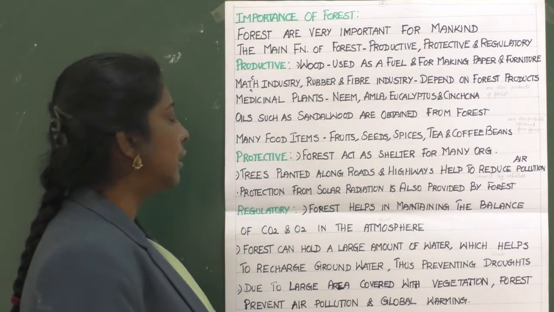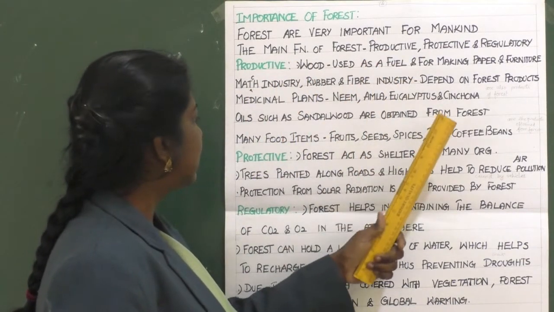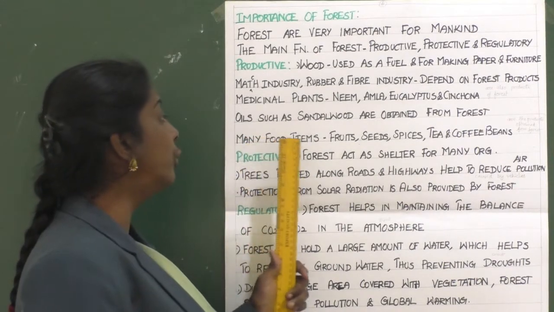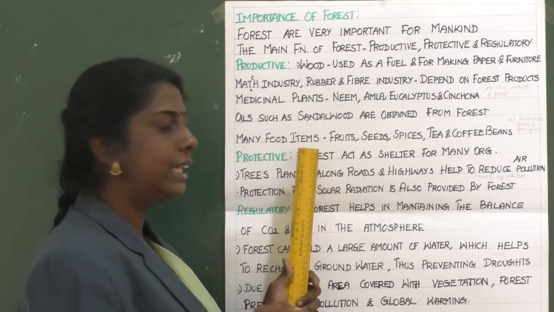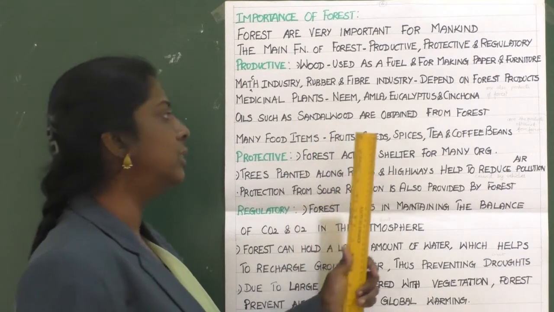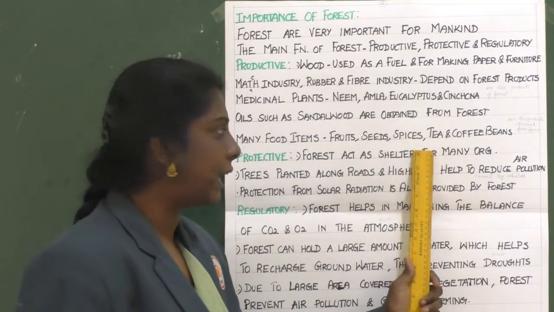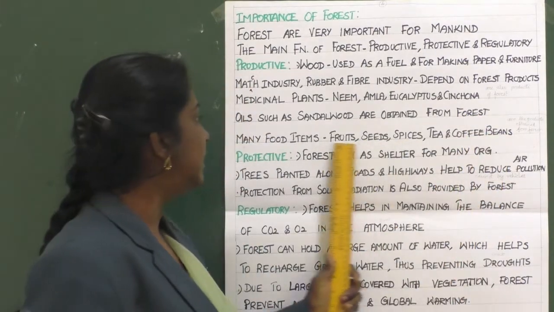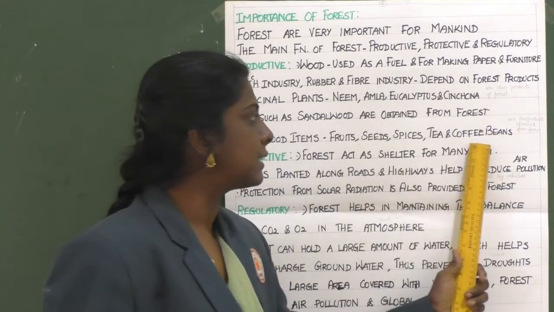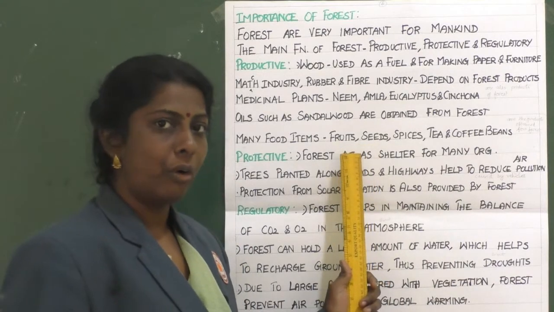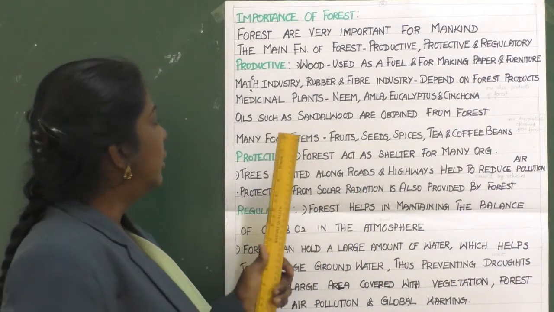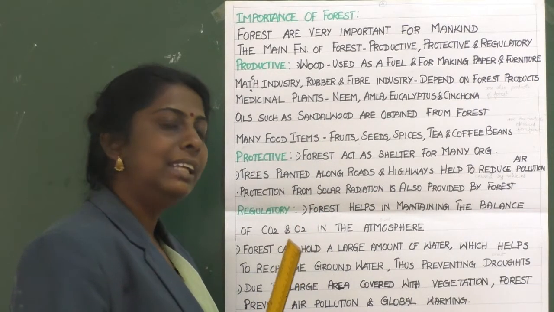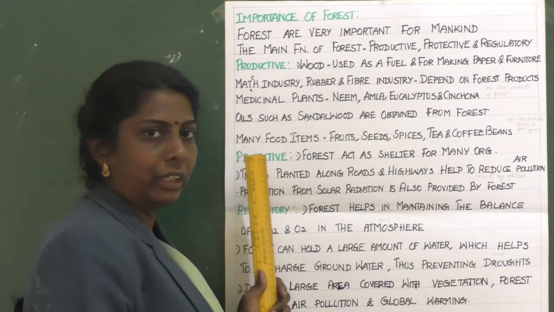Clear? Yes. Next, along with that, many food items such as fruits, seeds, spices, tea and coffee beans, all these different food products are obtained from forest. Okay. So, this is about productive function. Now, let us learn about protective function.